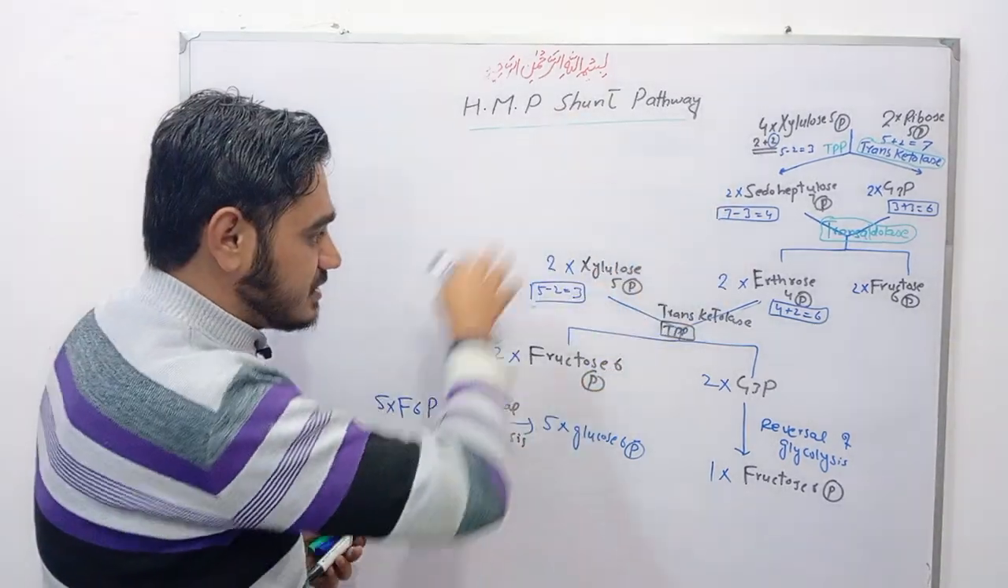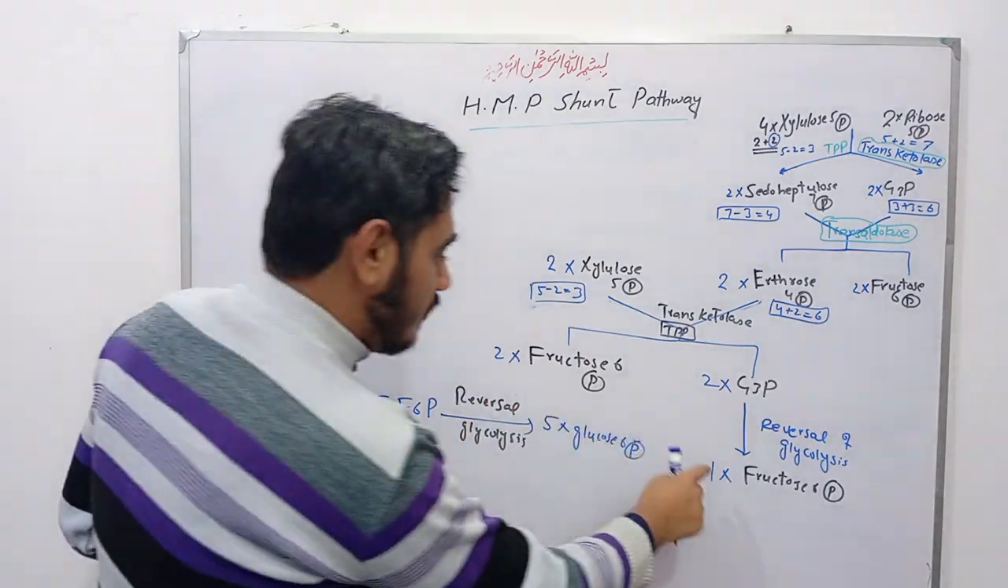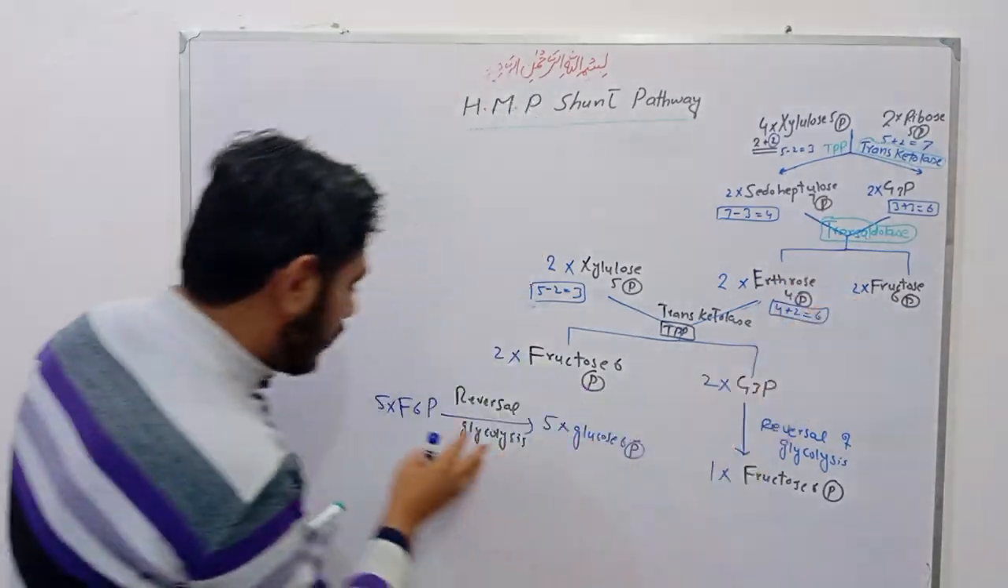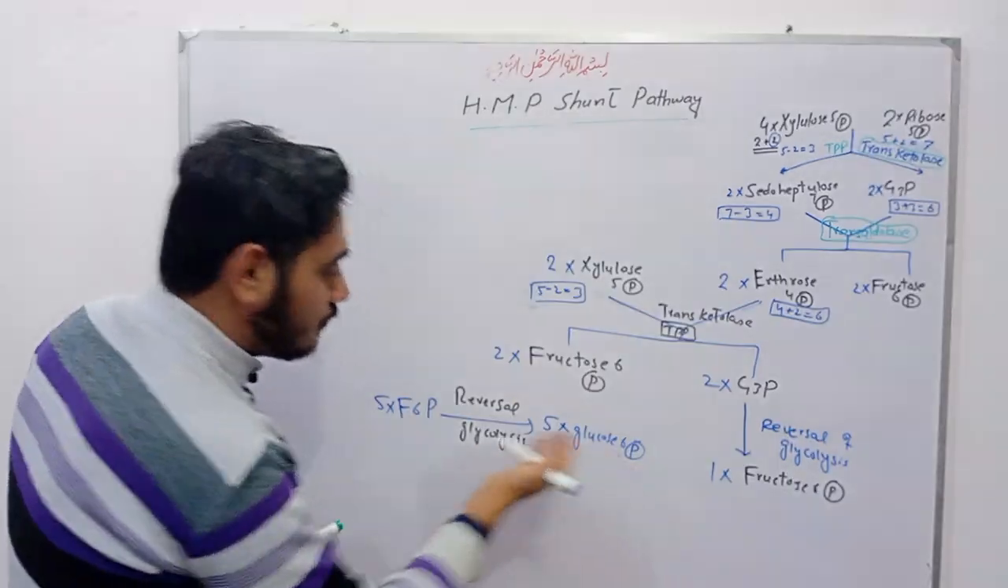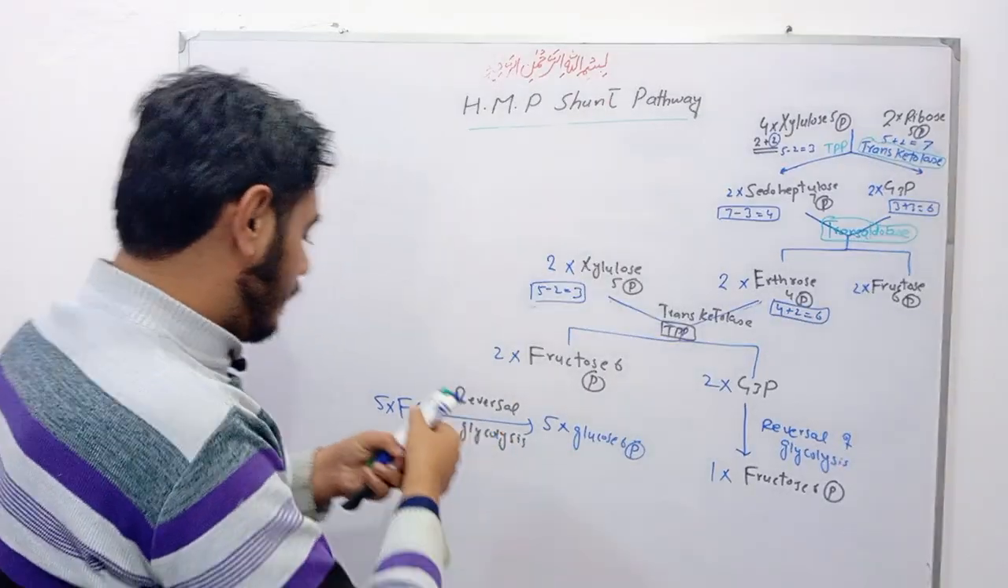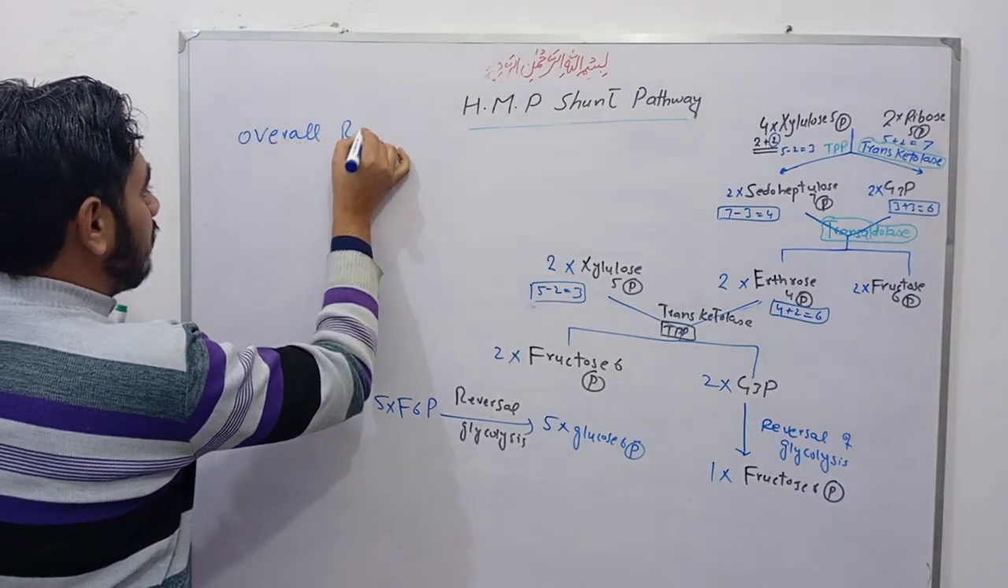Now in this step, there is a formation of 5 molecules of fructose 6 phosphate, 2 here, 1 here, and 2 here. Through reversal of glycolysis process, these 5 molecules are converted into 5 molecules of glucose 6 phosphate. Now I'm writing the overall reaction.